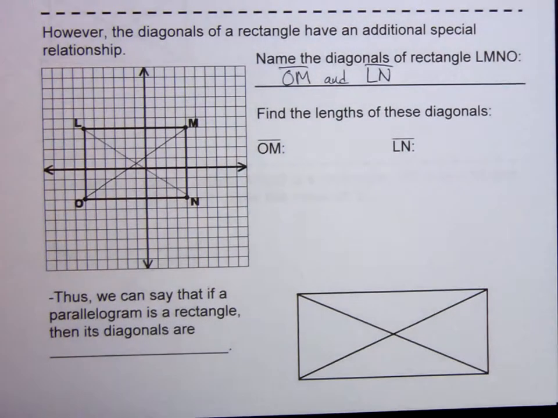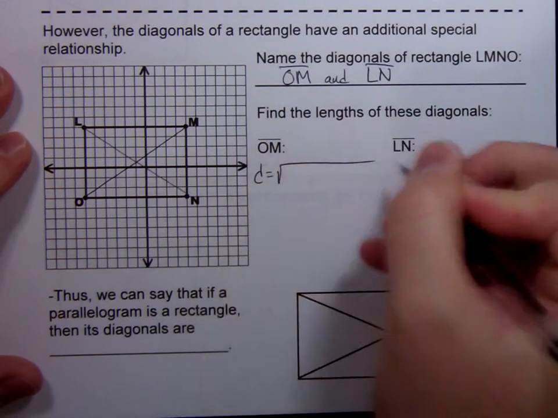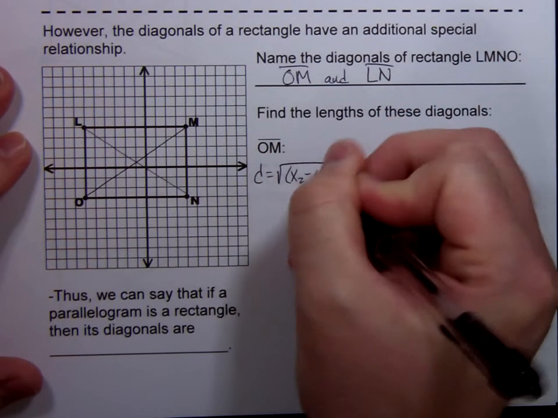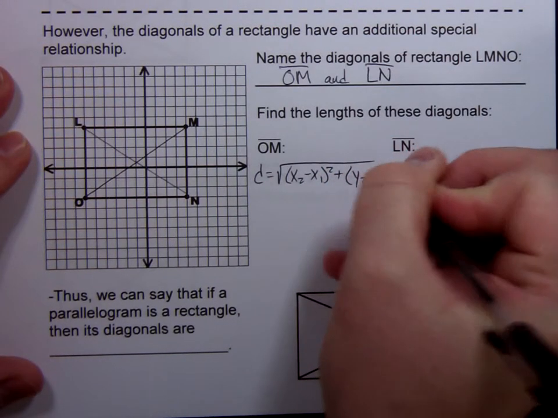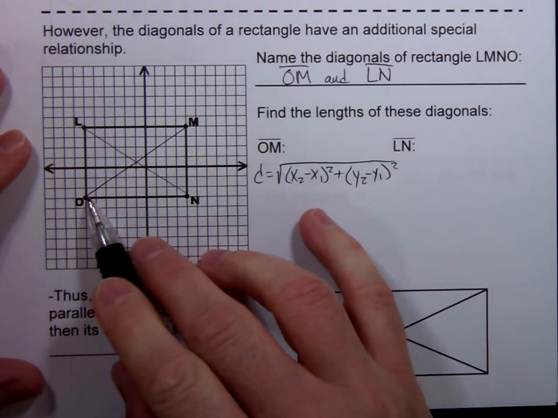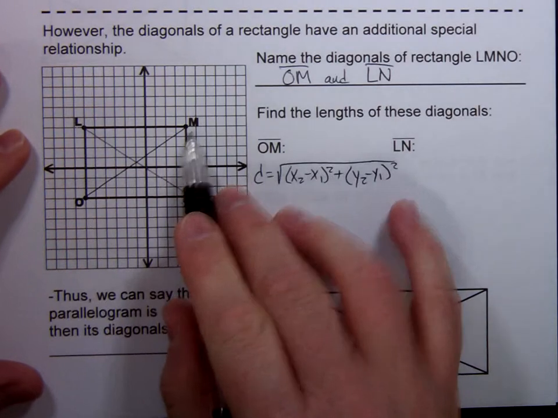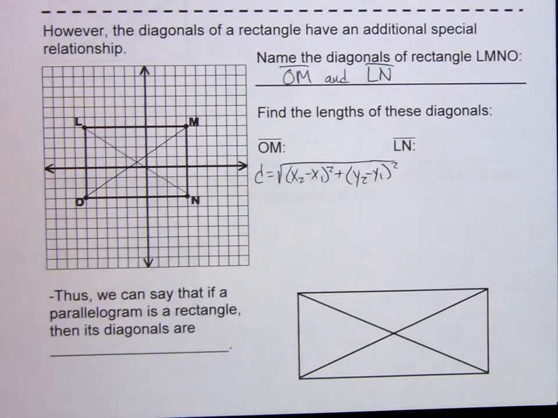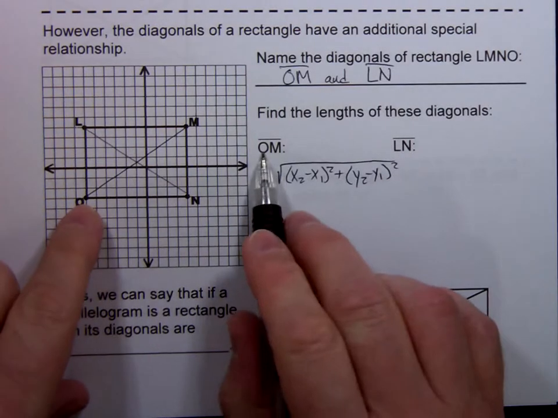Well, how do we find the length of a line segment when it's on a coordinate plane? Remember, we can use the distance formula. If you find the distance from one end of a segment to the other end of the segment, that will give you the length of that line segment. So we're going to use the distance formula. Now, we need to have the coordinates of the two endpoints to make that happen. So I need the coordinates of O and M.